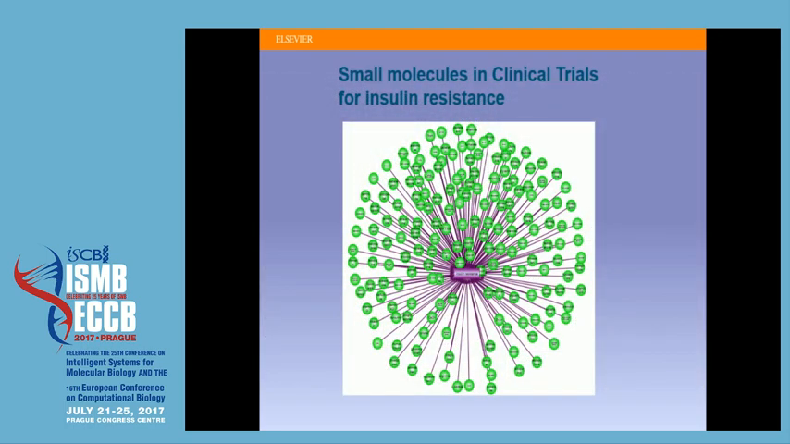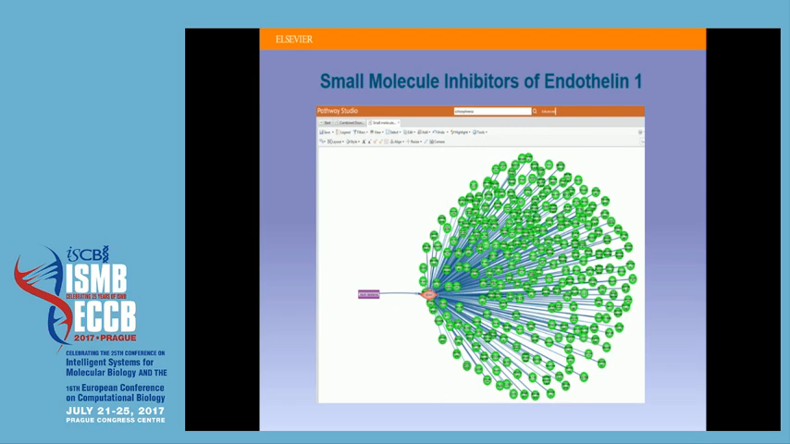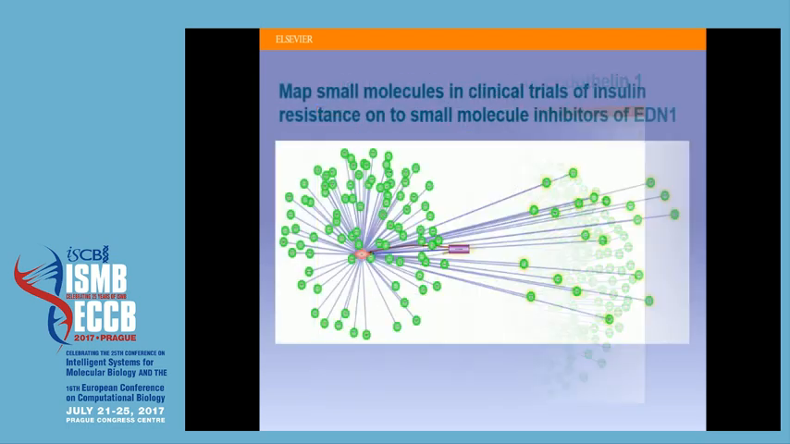So, meanwhile, back at small molecules and clinical trials, we have those, and we also have the small molecule inhibitors of endothelin 1. And so what we can do very easily in Pathway Studio is we can simply overlay and extract and identify those molecules that are in clinical trials that are also endothelin inhibitors. Okay, and so I pulled those off to the right, you can see that.